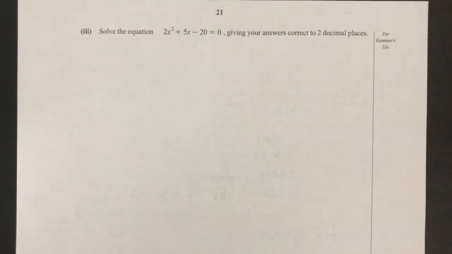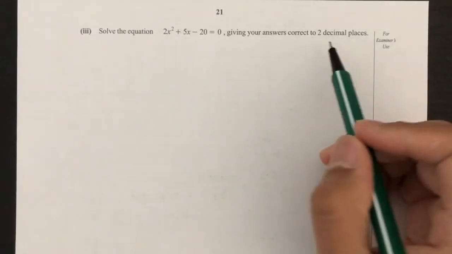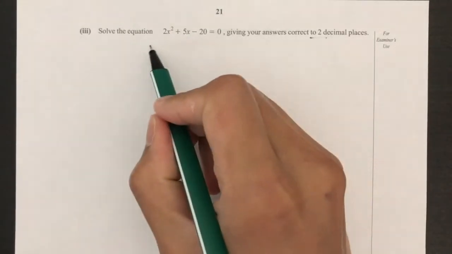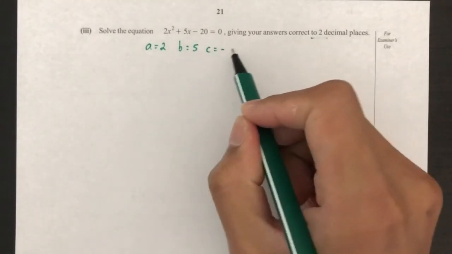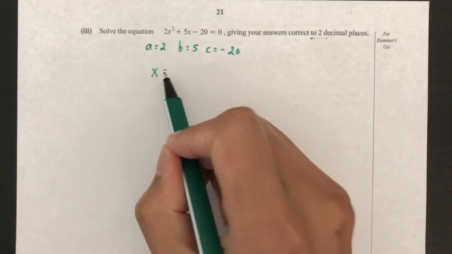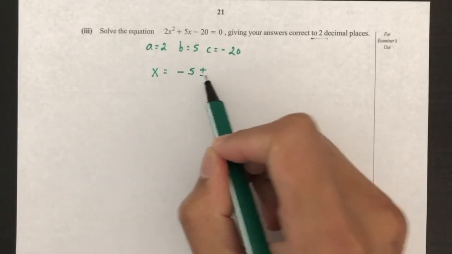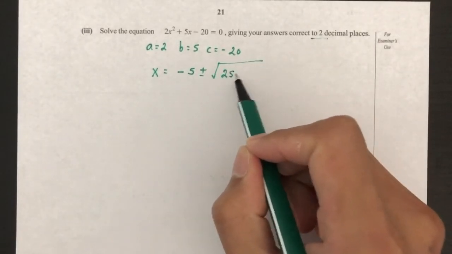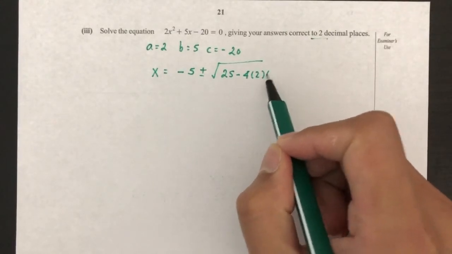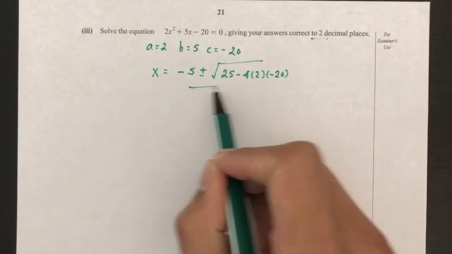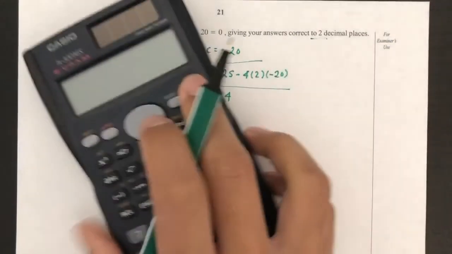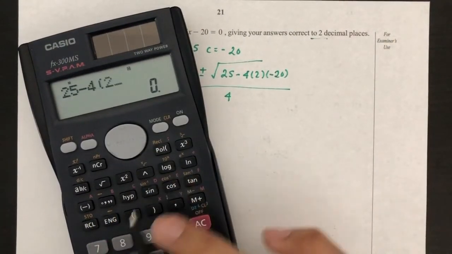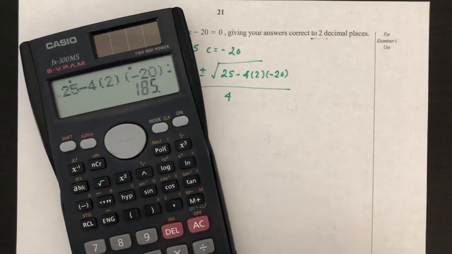Moving on to part 3, solve the equation 2x squared plus 5x minus 20 equal to 0, correct to 2 dp. So the value of a will be 2, b will be 5, and c will be minus 20. So x will be equal to minus b, so minus 5, plus or minus the square root of b squared, which is 25, minus 4 times a times c, divided by 2a, which will be 4. So let's do the simplification. So 25 minus 4 times 2 times minus 20, that should be minus 30.